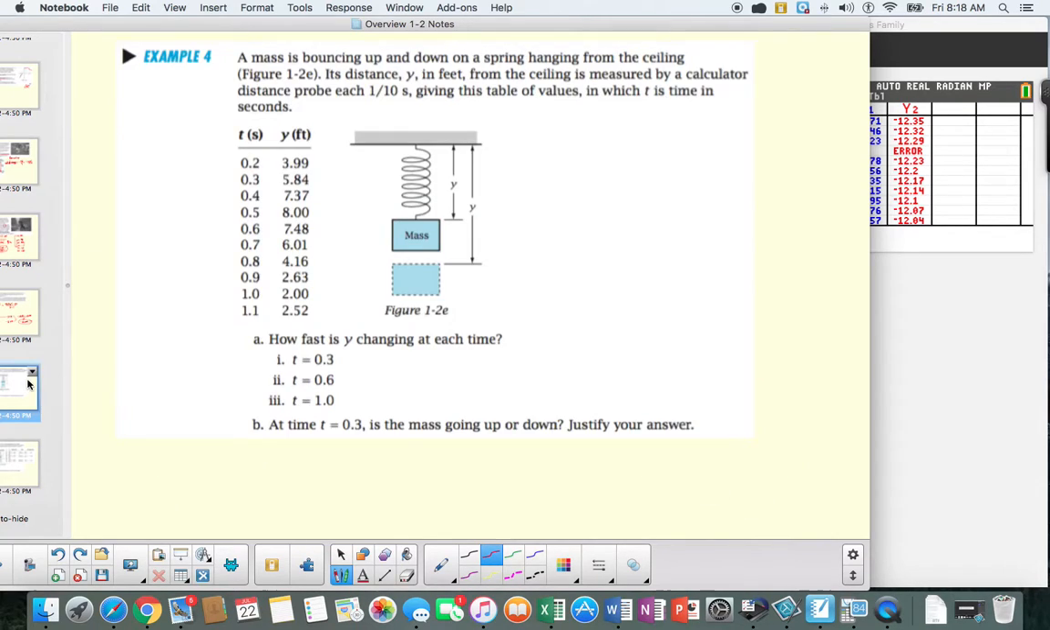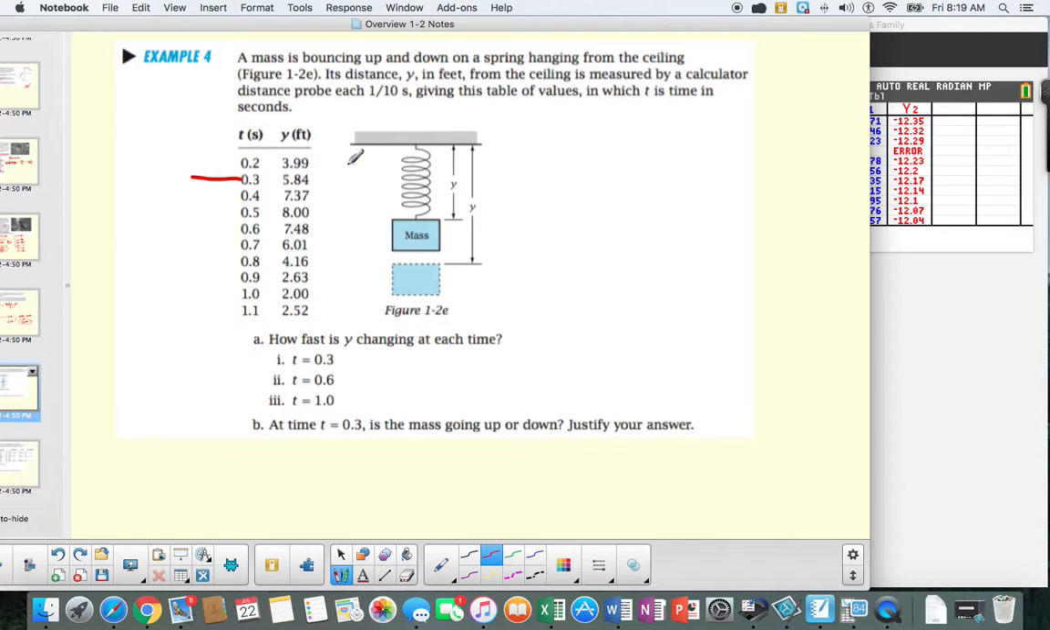All right, let's go on to the next problem. This problem is dealing with a table. So how can we estimate the instantaneous rate of change when we have a table of values? And we're going to start off at point 3. Let's take a look at what the problem is saying. The problem is saying that a mass is bouncing up and down, hanging from the ceiling.